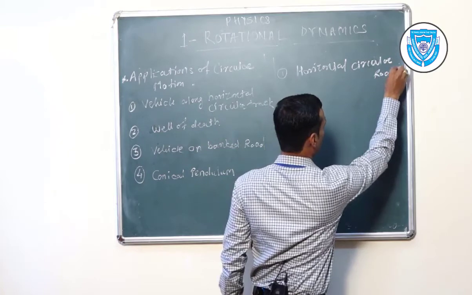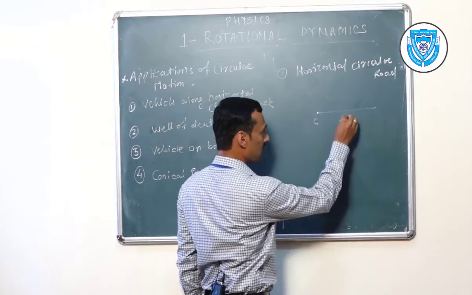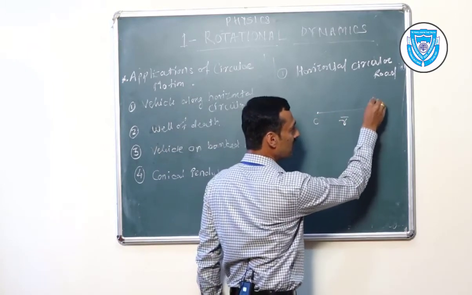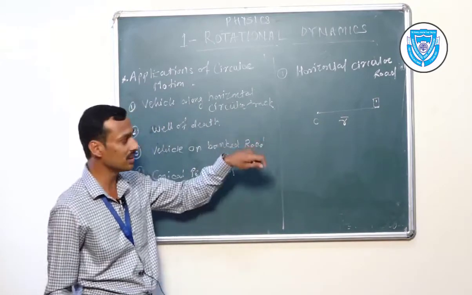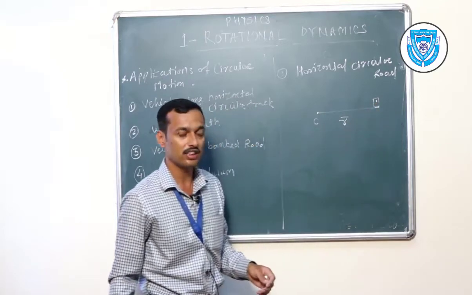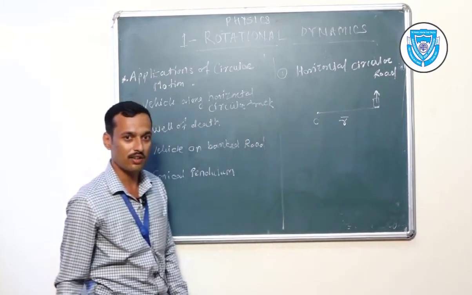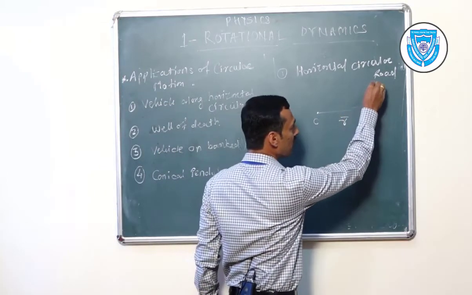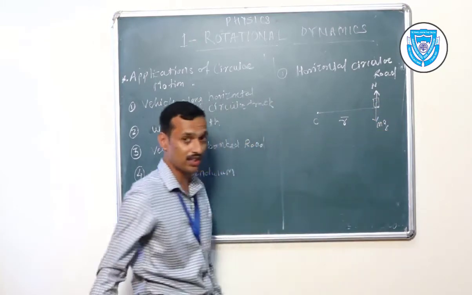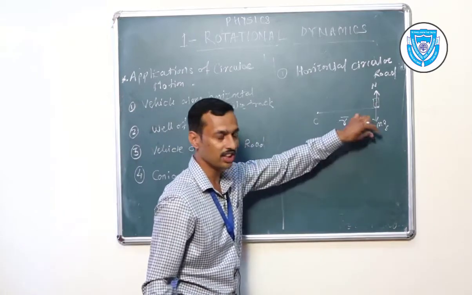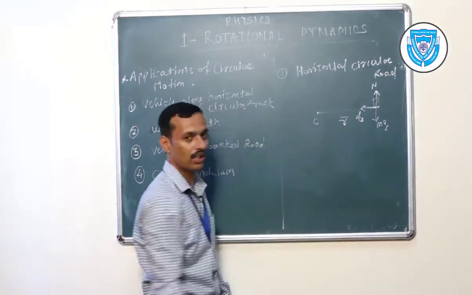Horizontal circular road. Let us consider a circular road having a center C and radius vector r, and consider the vehicle as a point. To study that relation, we consider the vehicle to be like a point. There are two forces acting on that vehicle. First one, upward force, that is normal reaction, and downward force because of gravity, that is weight mg. Then static frictional force, let us say Fs.